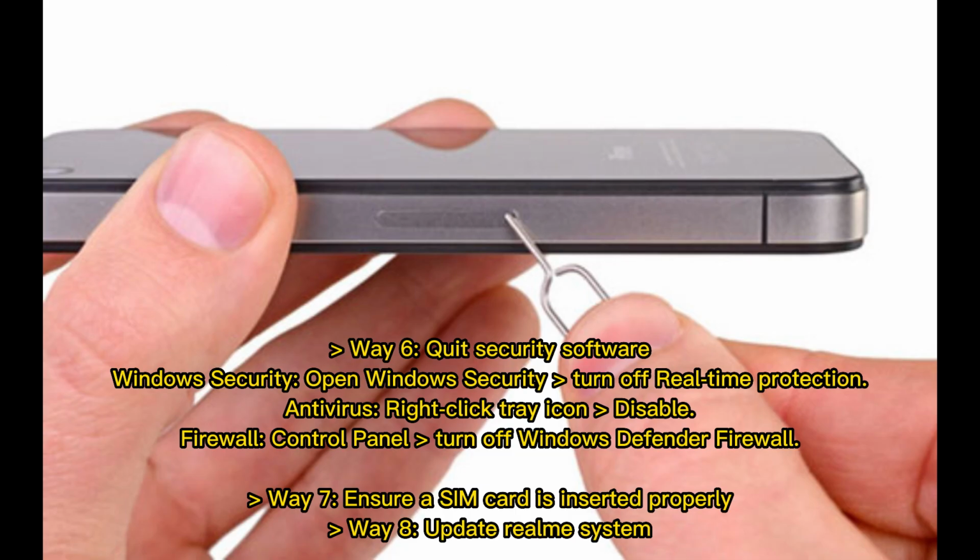Way 6. Quit Security Software. Windows Security. Open Windows Security. Turn off Real-Time Protection. Antivirus: right-click the tray icon and disable. Firewall: open Control Panel and turn off Windows Defender Firewall.